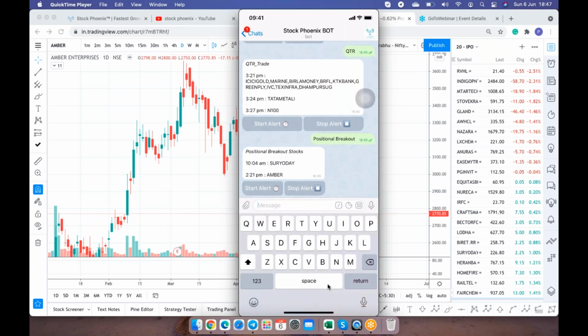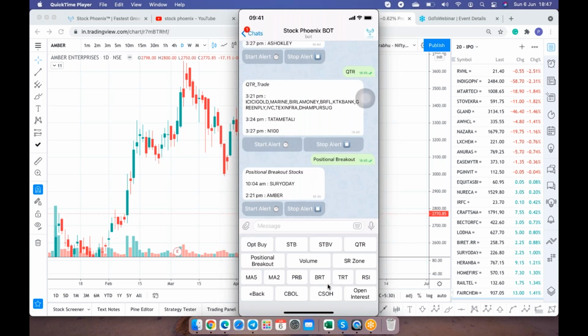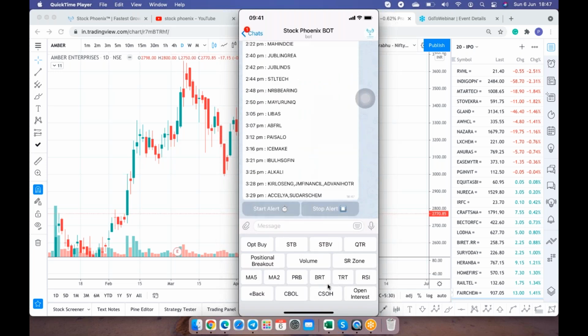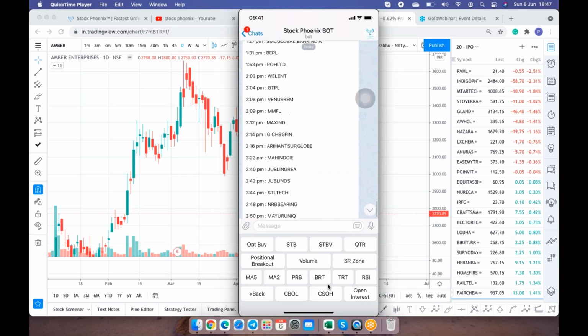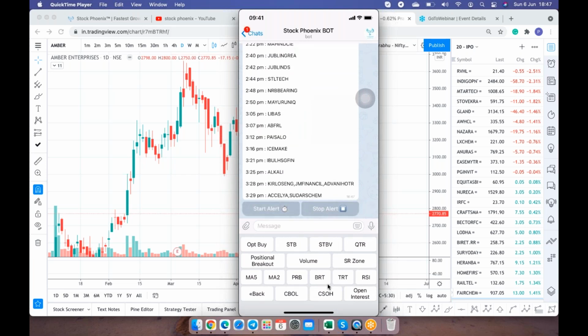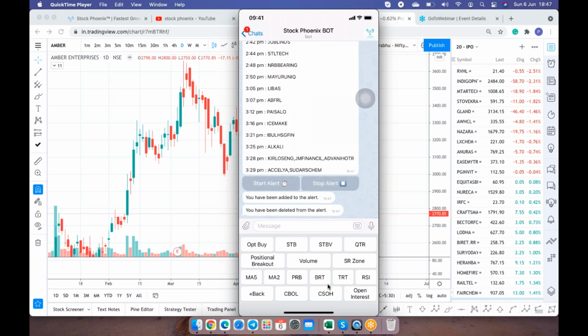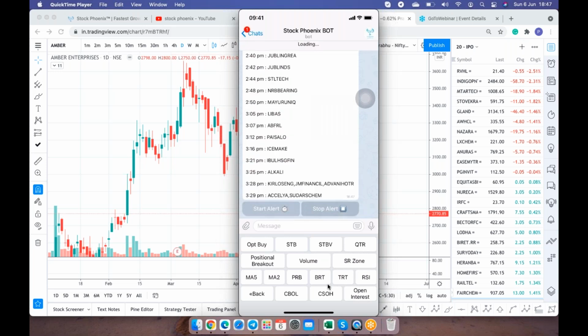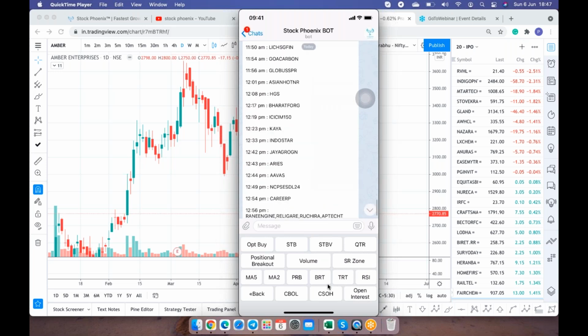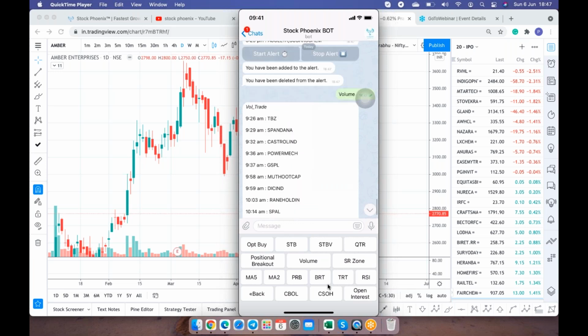The next one we have here is volume. Any stocks where the volume is getting kicked in, a huge amount of volume is coming in, will show here. You can again set an alert for this and again stop an alert for this. So all the features are already available. You just need to make active the alert which you require. For example, if we go back and check here on the alerts part, we got alerts on TBZ, Spandana, and Castrol. Let's check one or two stocks.